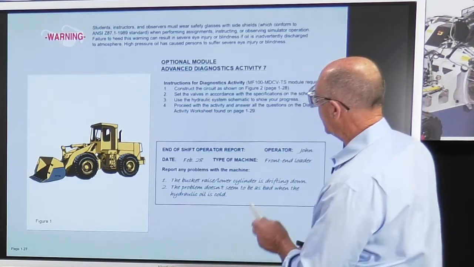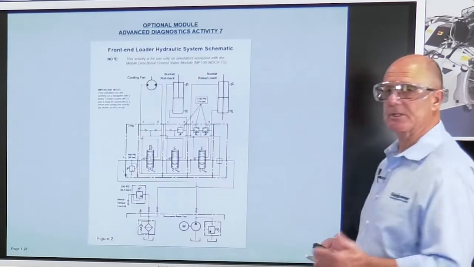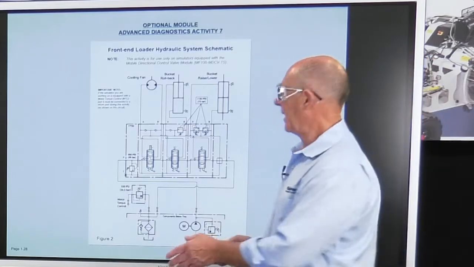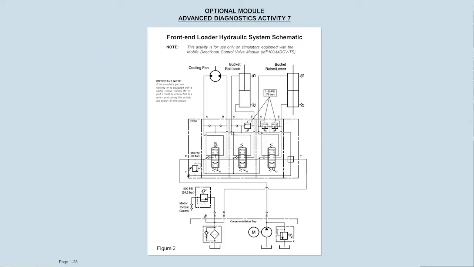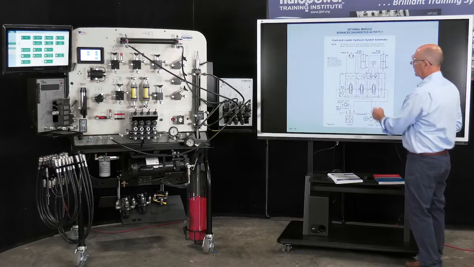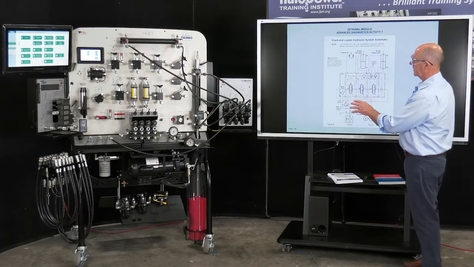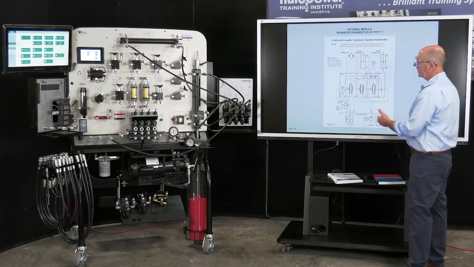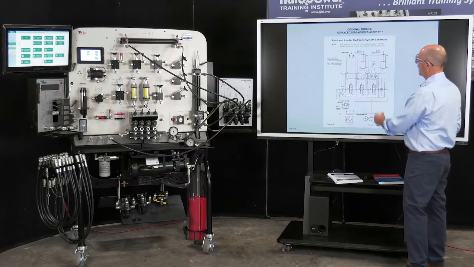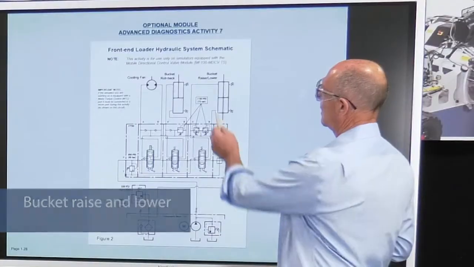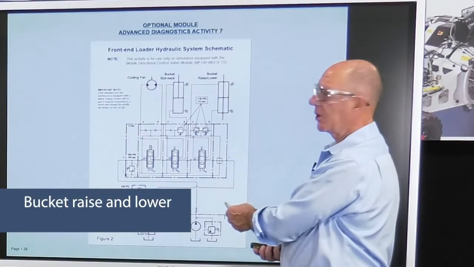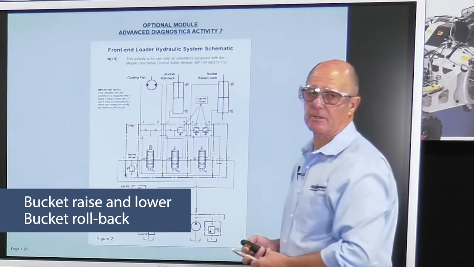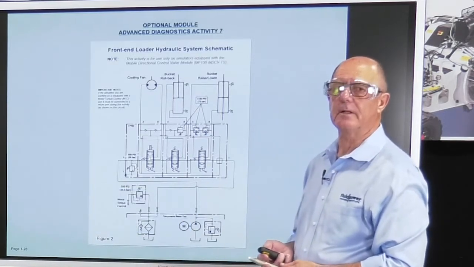All right. Now, what the student will do is go to the simulator and build this replica system of the front-end loader. As you can see, I've connected up to this valve here for my demonstration, but in the interest of time I'm only going to use 2 valves. Let's just say I've got a bucket raise and lower circuit, and I've got the rollback circuit, which is typically going to be on a front-end loader.